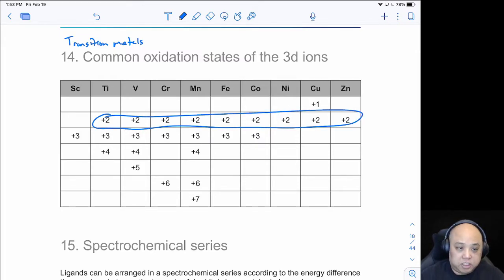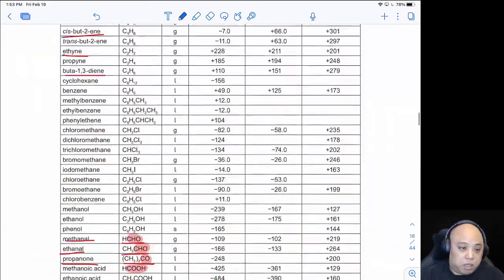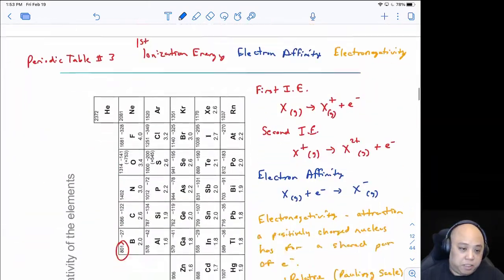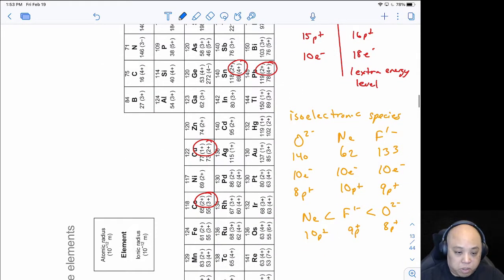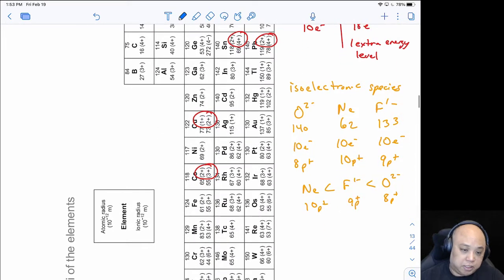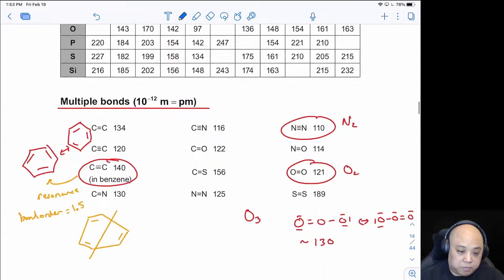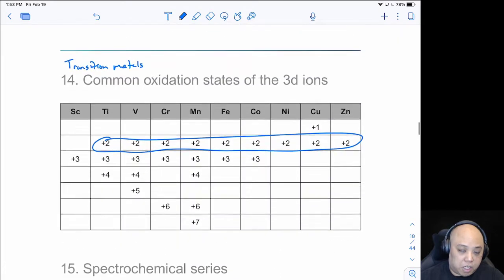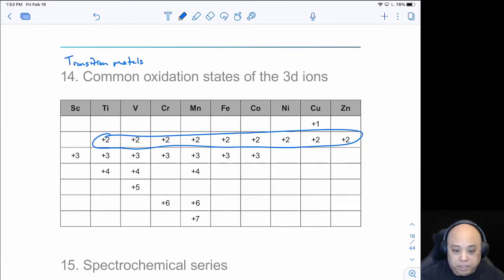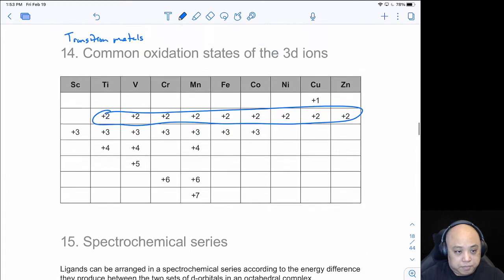Okay, but these are the most common, and I think one or two of them are also found on the periodic table that you see up here with the ionic radius. You can see like copper's 1 plus and 2 plus, nickel's 2 plus, iron's 2 plus and 3 plus, but you can see all the different common ones here for that. Okay.